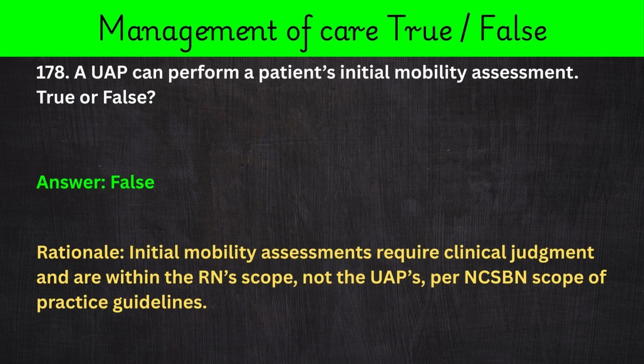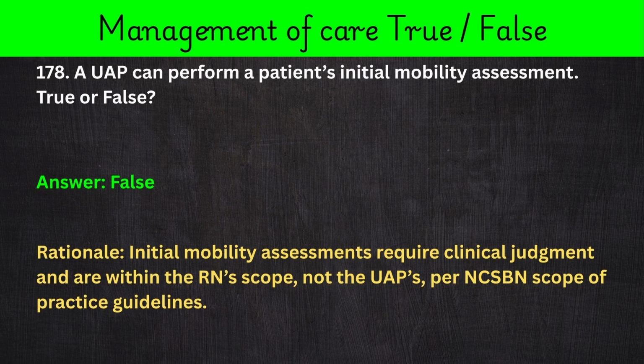178. A UAP can perform a patient's initial mobility assessment. True or false? Answer: false. Rationale: initial mobility assessments require clinical judgment and are within the RN scope, not the UAP's, per NCLEX-PN scope of practice guidelines.